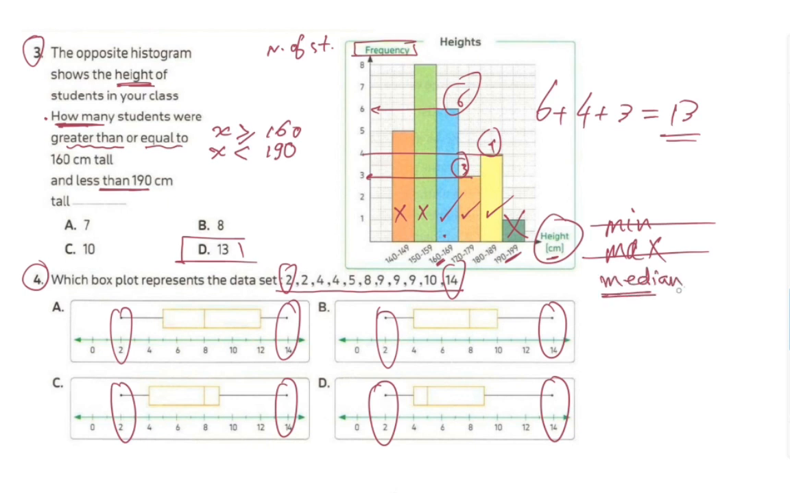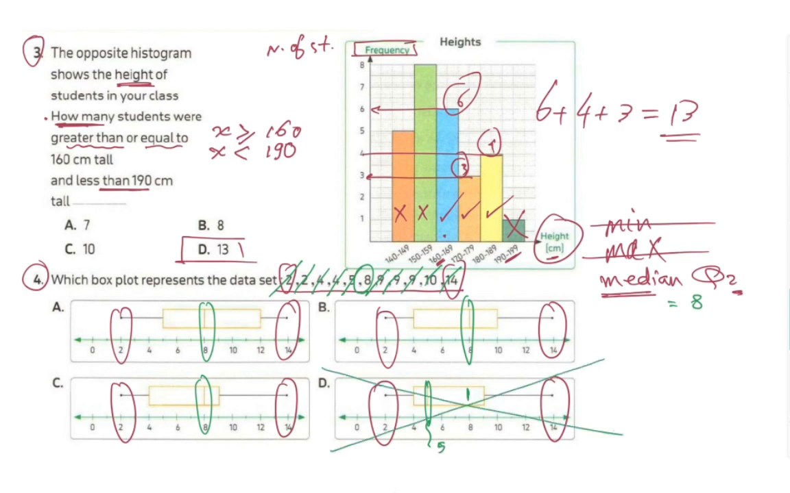What about the median? Or I can call it Q2. Don't forget. To find the median, I will delete one from each side: one from right, one from left, right, left, right, left, right, left. So the median equals what? Equal 8. Where is the median here? No, the median here is 5. So this box plot is false.